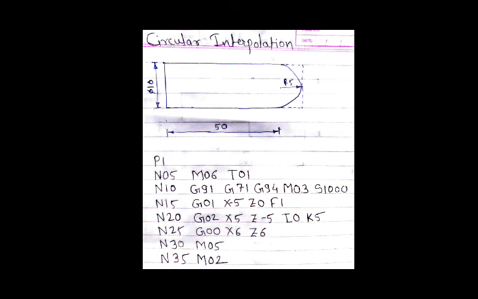So here the main thing is that the important codes in this part programming example are G71 and G02. Whenever we do circular interpolation, G02 must be used. G02 is very important. These two codes, G02 and G71, are important whenever we do circular interpolation.